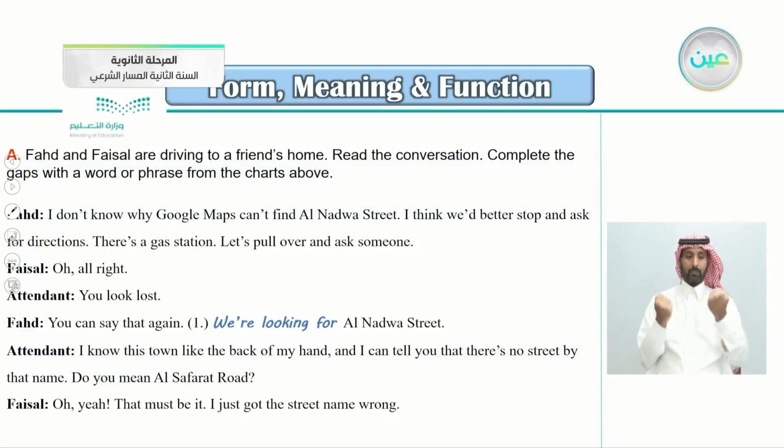Exercise A: Fahad and Faisal are driving to a friend's home. Read the conversation and complete the gaps with a word or phrase from the charts above. Fahad: I don't know why Google Maps can't find Al Nadwa Street. I think we'd better stop and ask for directions. There's a gas station. Let's pull over and ask someone.